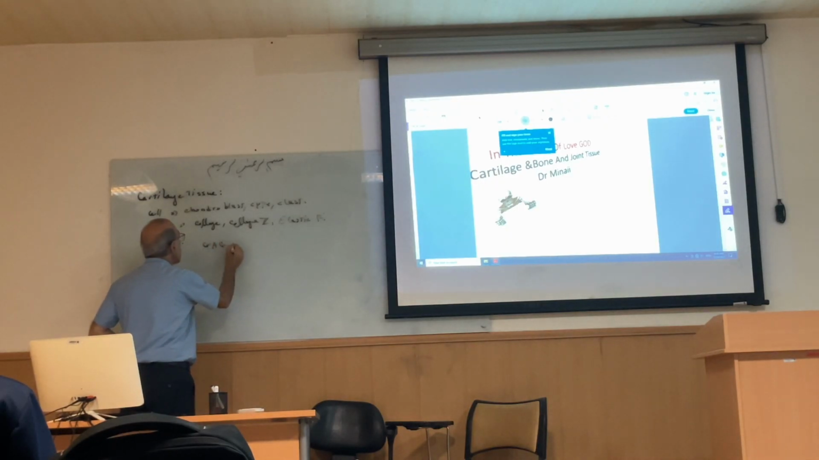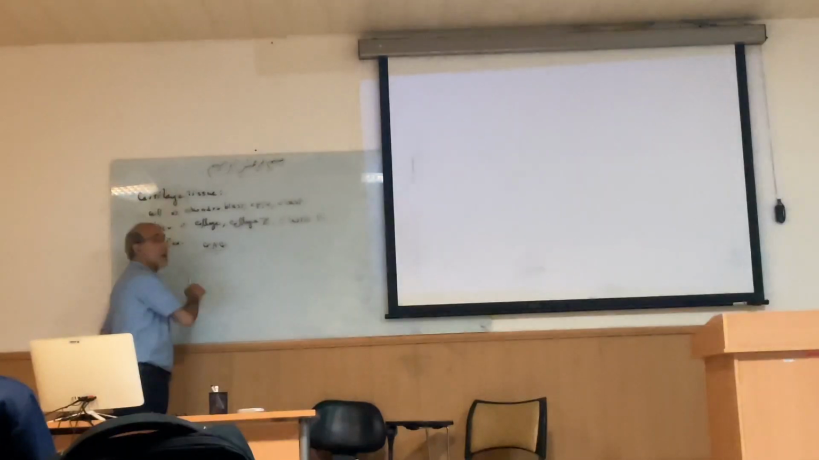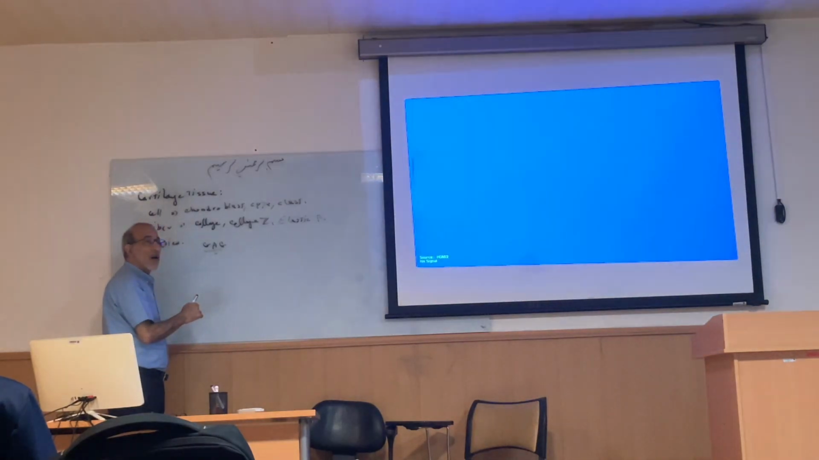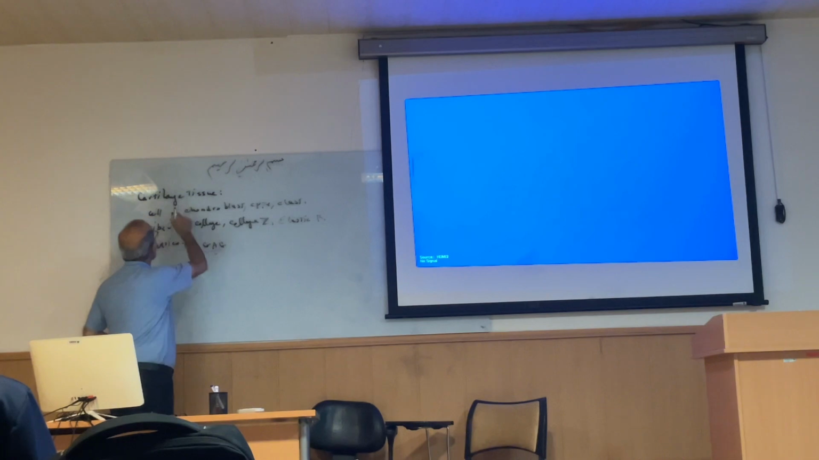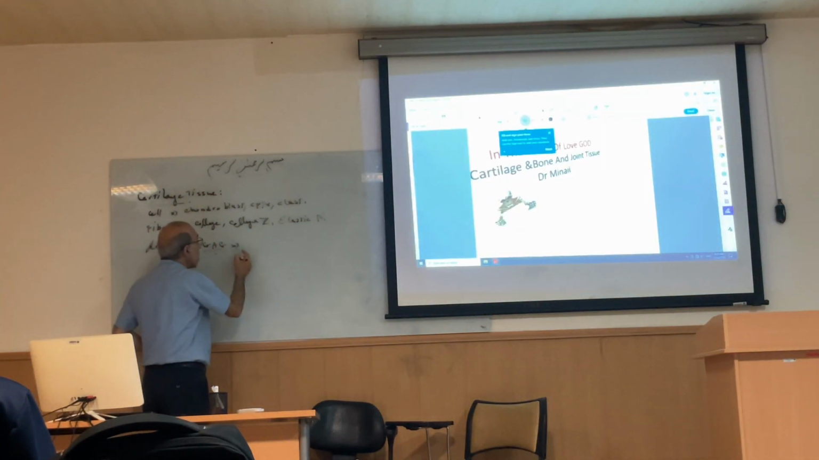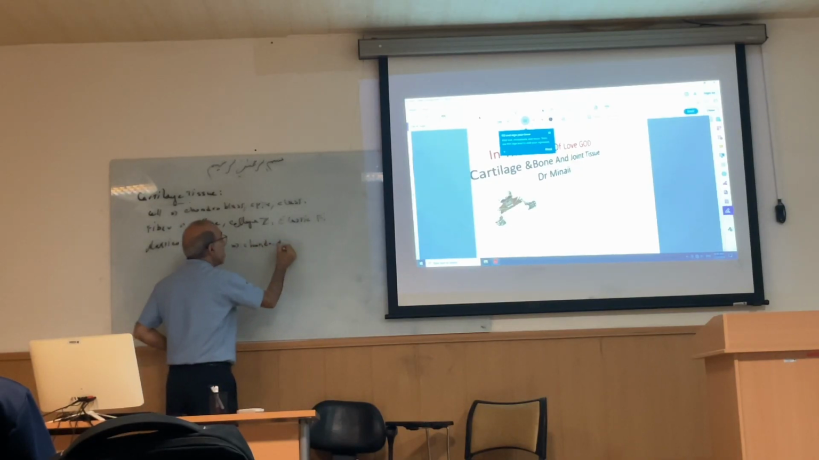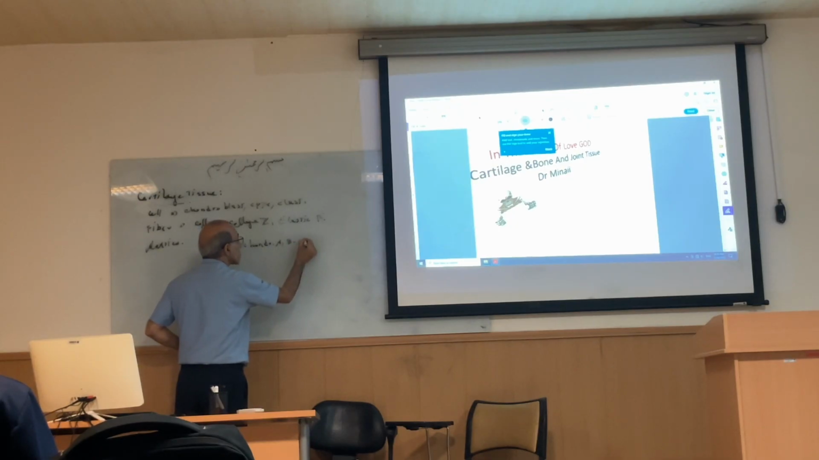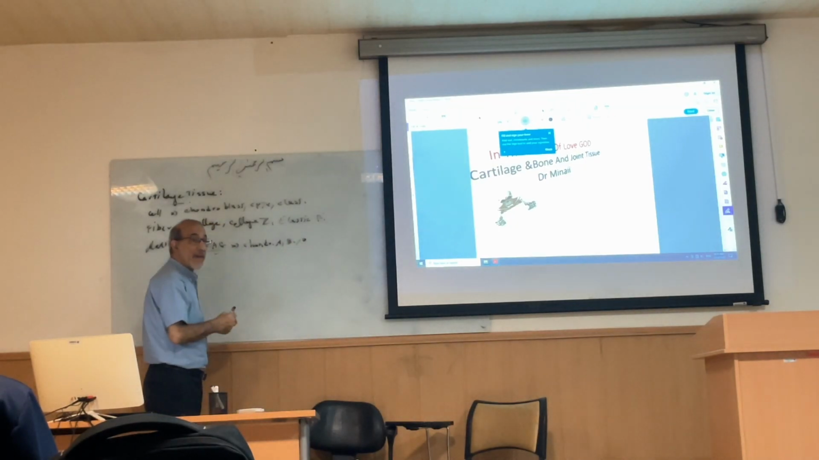Matrix. Matrix consists of GAG. Do you know this abbreviation, GAG? Glycosaminoglycan. In cartilage tissue it consists of chondroitin sulfate A, chondroitin sulfate B, chondroitin sulfate C. Very good.